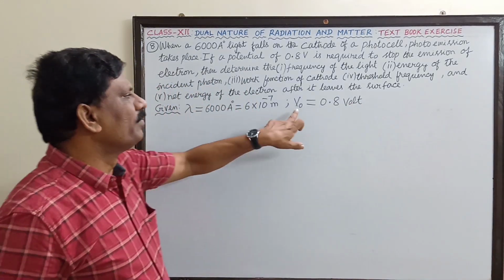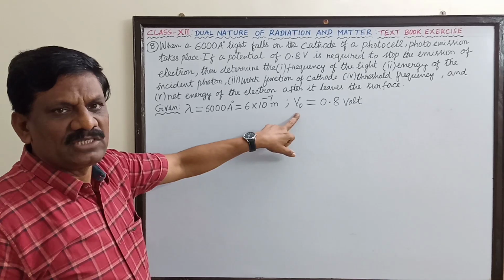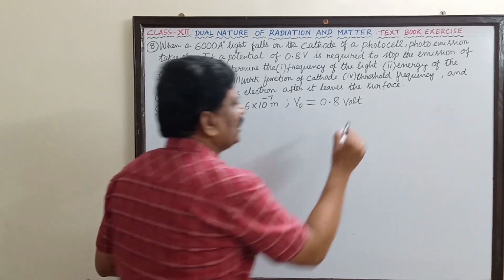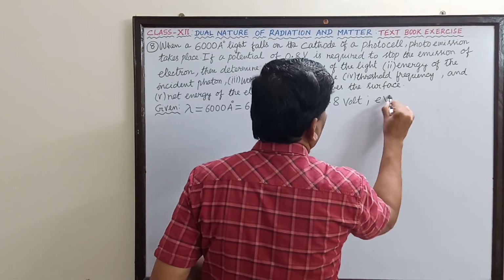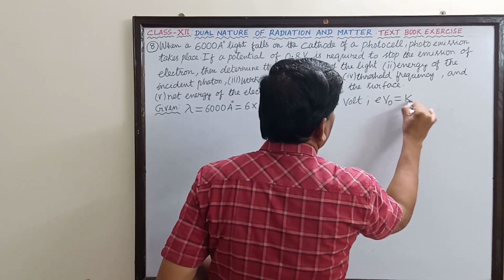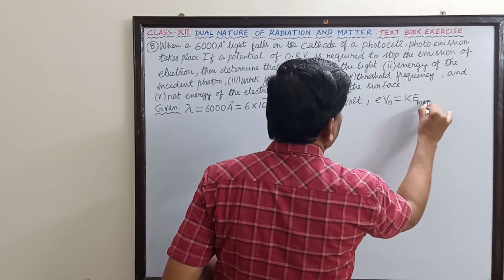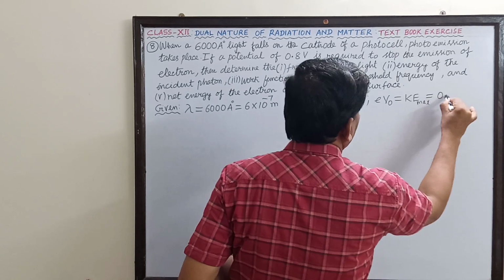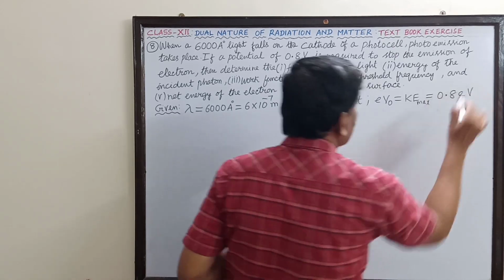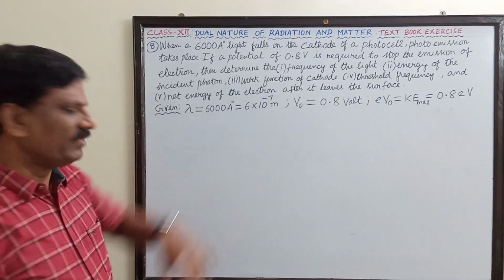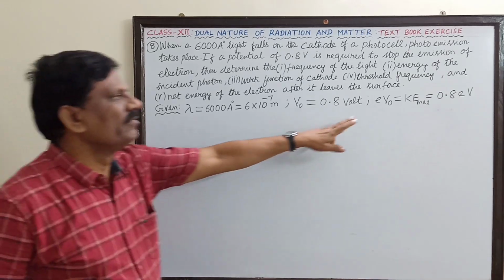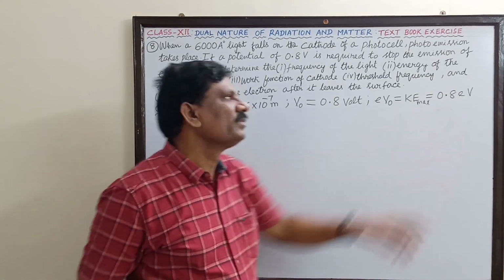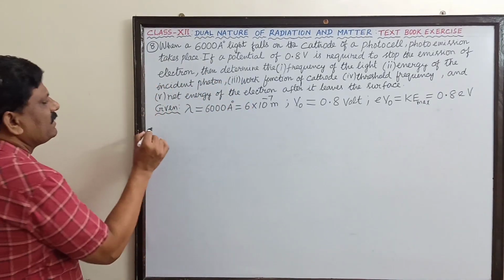Now, if you multiply this stopping potential with the charge of the electron, then e into V0 is equal to what? The maximum kinetic energy. That is equal to 0.8 electron volt. So this is for our reference. We can note it first itself. Now what is the first subdivision?